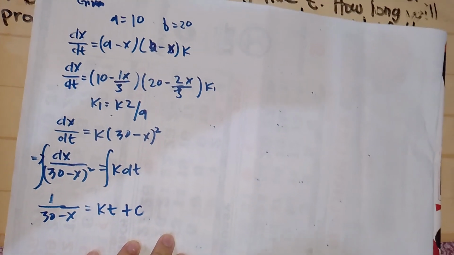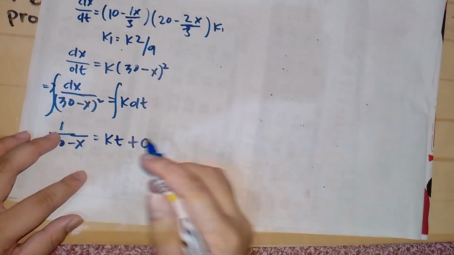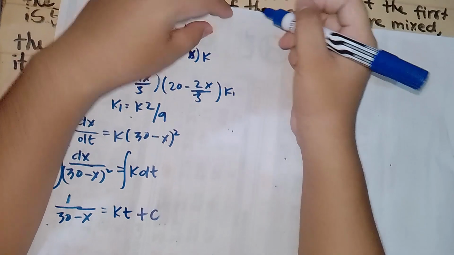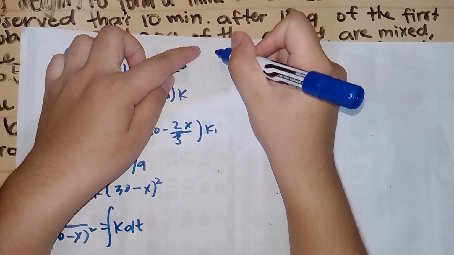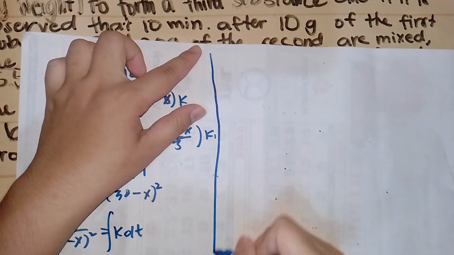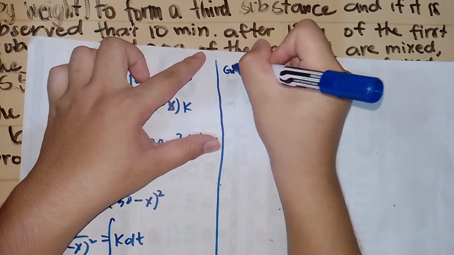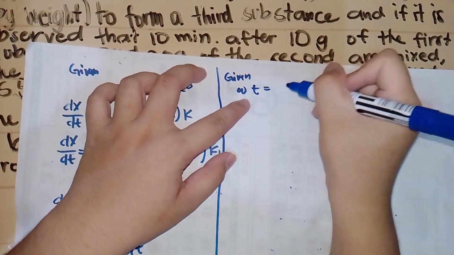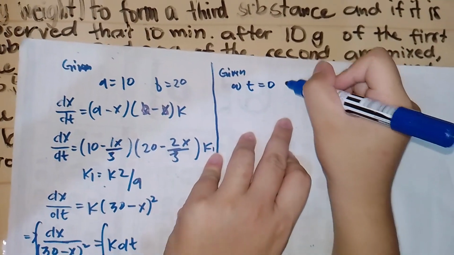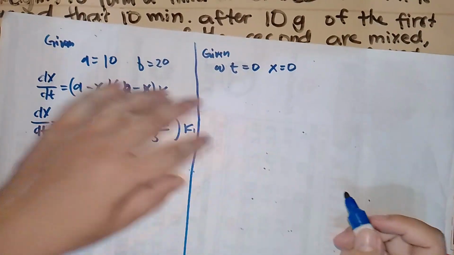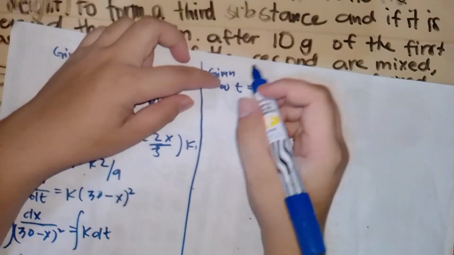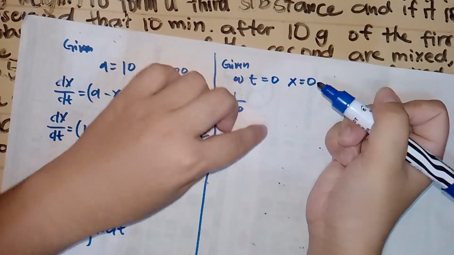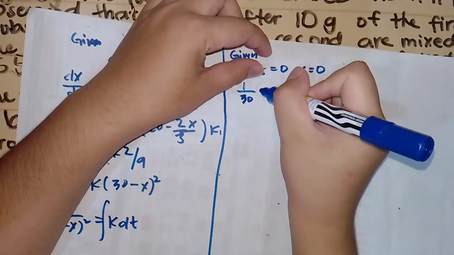Now let's find the value of c. To have the value of c, we have the given: at time t equal to 0, the x will be 0. Using this, we substitute the values into our equation. So 1 over 30 minus x, and since the value of x is 0, it is simply 1 over 30.